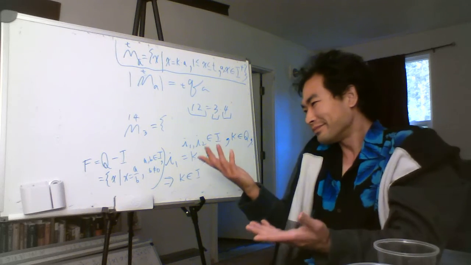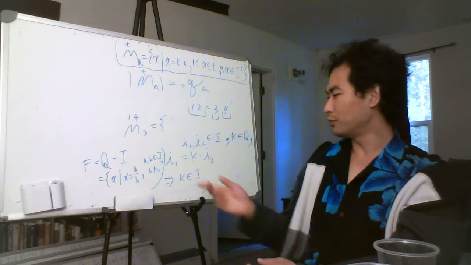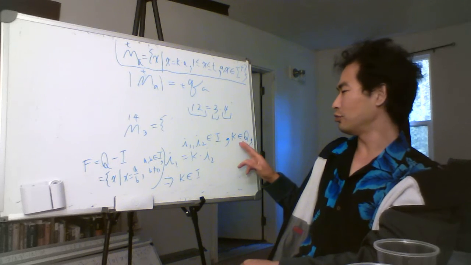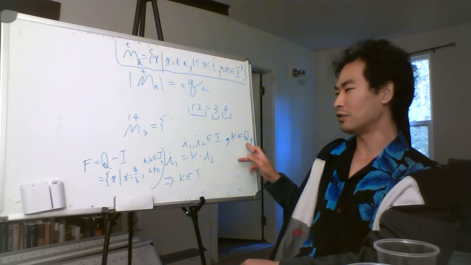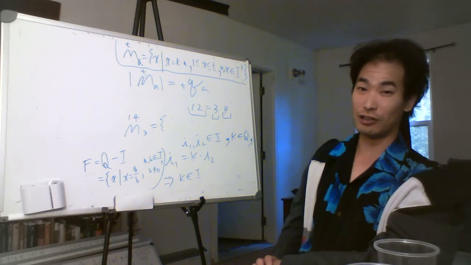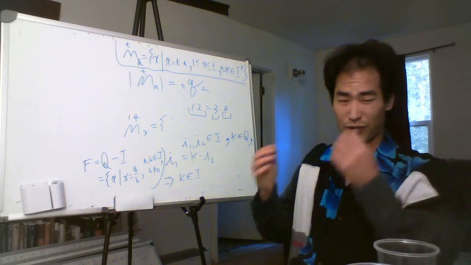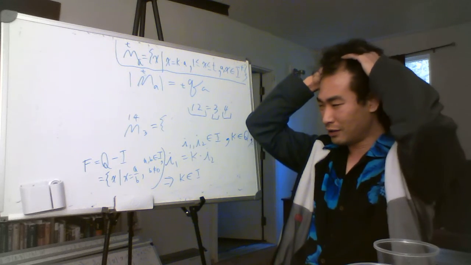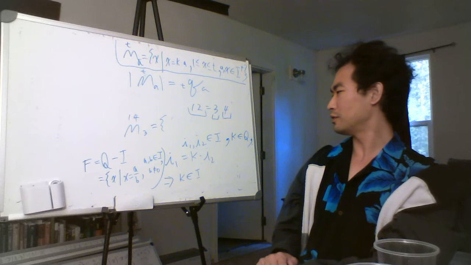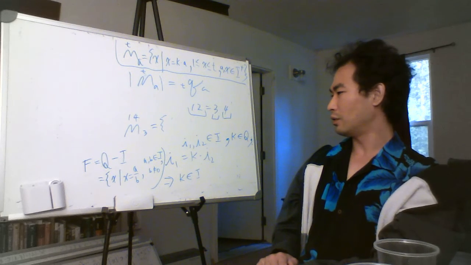So how do we prove this? We assume k belongs to the rational numbers. We don't care about irrational numbers, real numbers, complex numbers. No, we don't care about that. We're in the number theory universe.